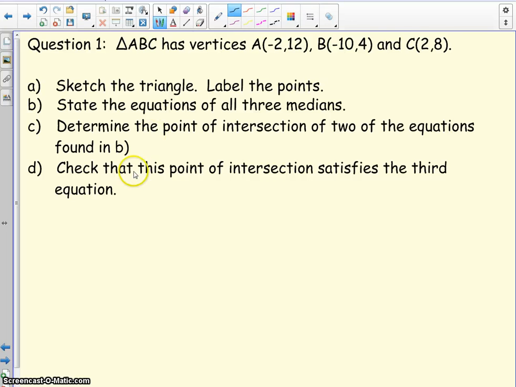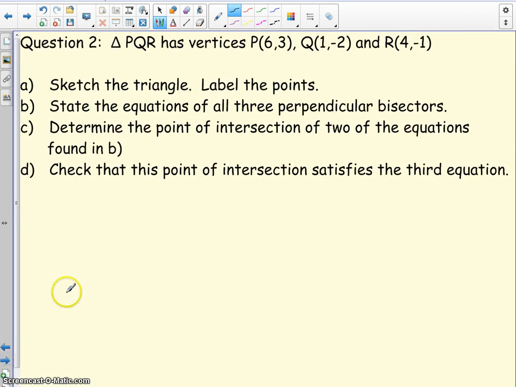Okay, so I'm going to have you do that, and when you finish that, I'm going to have you do the exact same kind of idea, but with a different triangle. I'll give you a triangle PQR, I'm going to have you sketch the triangle, but instead of finding all the medians, I'm going to have you find all 3 perpendicular bisectors. And again, same idea from there. Find the point of intersection between any 2 of them, and check that the point of intersection satisfies the 3rd one.